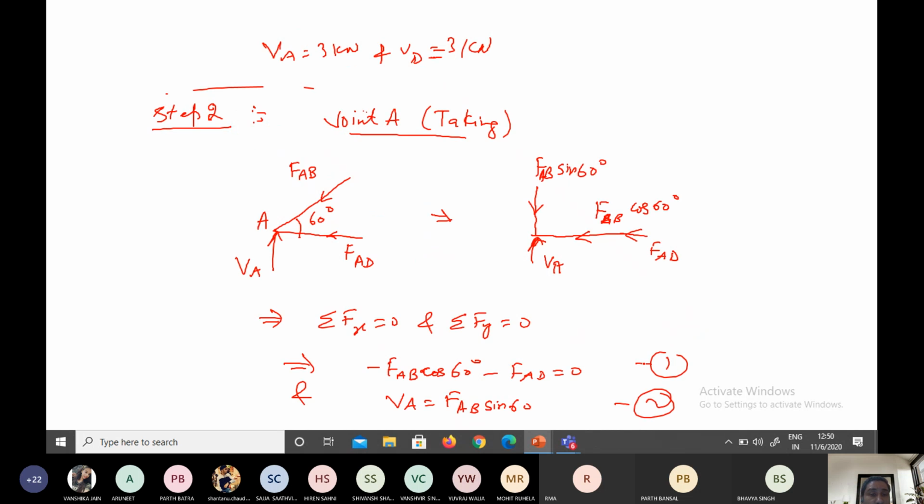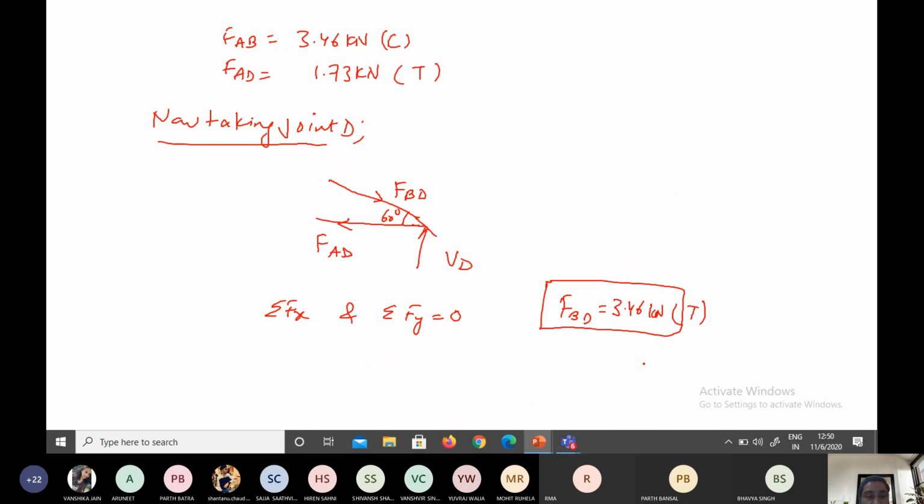See, at the joint B, joint A, B, I have taken all the directions towards the joint. You can see FAB and FAD, and then I have solved it. Nobody has asked me why I have taken the direction of FAD outward, why not inward. The reason is tension. Our assumption is that we will assume the direction towards compressive, but we are getting the direction reversed. We are getting tension. That's why we have taken the direction outward.